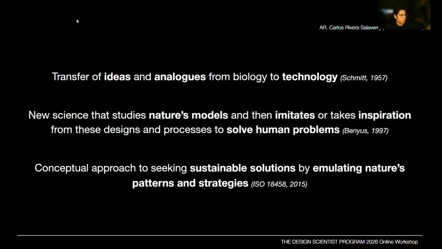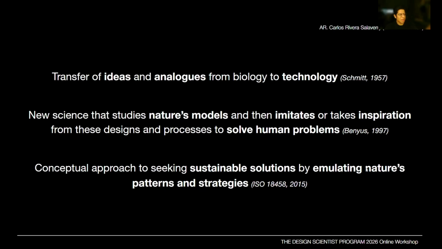So then we go to the next one, which defines biomimicry as a new science that studies nature's models and then imitates or takes inspiration from these designs and processes to solve human problems. We see that this definition makes the concept even broader because we're inserting this inspiration factor, like maybe we do not have to literally copy nature or biology to solve these human problems.